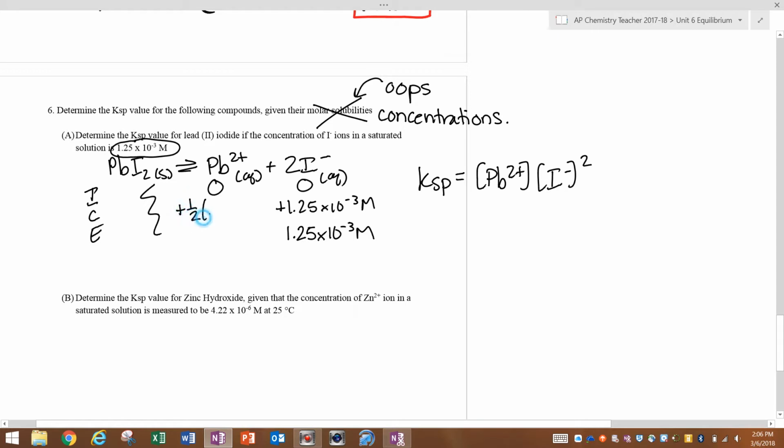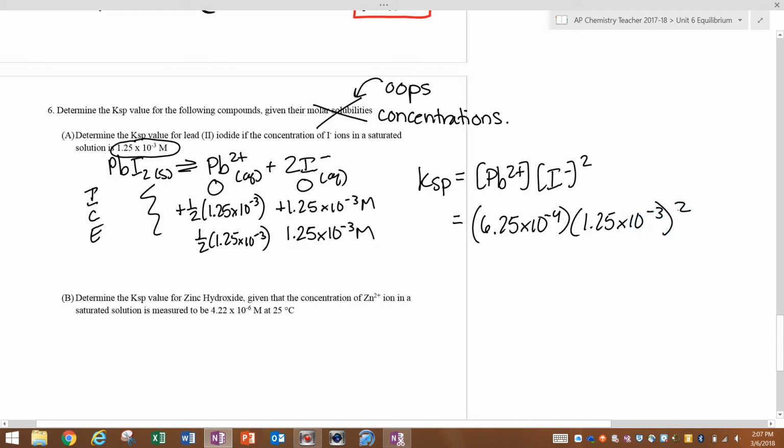So my lead is going to be 1/2 of 1.25 times 10 to the negative third. So I'm going to plug that into my K expression. My lead is 1/2, so it's 1.25 E negative 3 divided by 2, so this is going to be 6.25 times 10 to the negative 4, and this is 1.25 times 10 to the negative 3, and that's going to be squared.